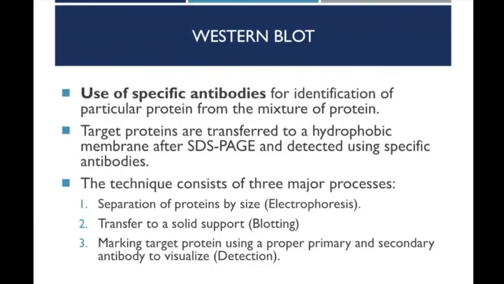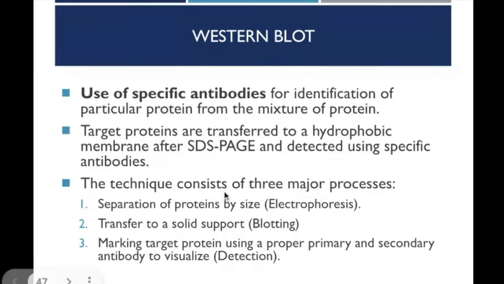So you need to use the Western blotting because Western blot uses specific antibodies for tagging your proteins of interest. Target proteins are transferred to a hydrophobic membrane after PAGE and detected using specific antibodies. So you have your gel here and you need to transfer the proteins that are in your gel into a membrane. And then you can tag the protein in your membrane with the antibodies.